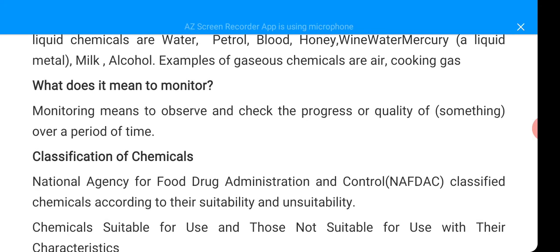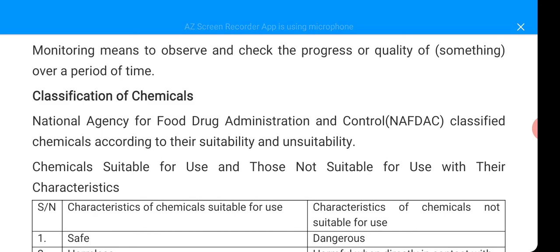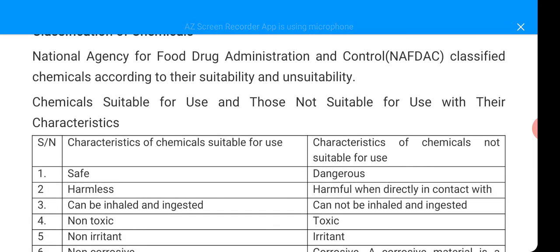Then I also explained to you what we mean by monitoring, that is to observe and check the progress or quality of something. And the next thing we treated is to classify chemicals according to NAFDAC as suitable for use and not suitable for use by looking at the various characteristics.